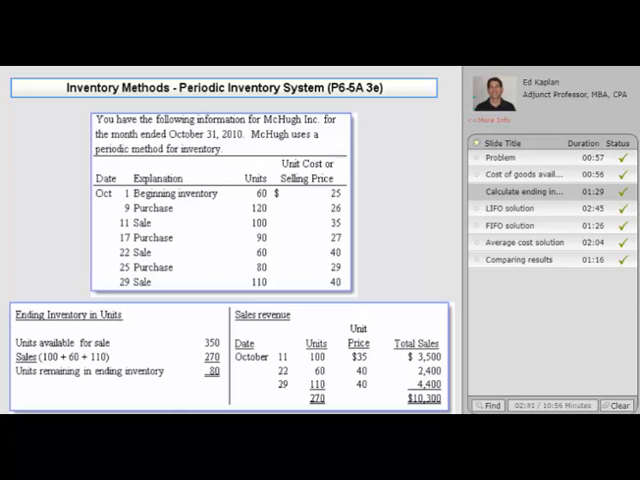Now to the right side, we look at sales revenue. Well, sales revenue occurred on the 11th, the 22nd, the 29th. The units were 100, 60, and 110. And then we multiply the unit price that was given in the problem times every sale we had. So on October 11th, we had 100 units that were sold at $35, so the total sales price is $3,500. On the 22nd, 60 units at a price of $40, so we've got $2,400 in sales. And then on the 29th, 110 units were sold at $40, so that's $4,400. When we add up all of the sales, we have a total sales of $10,300.